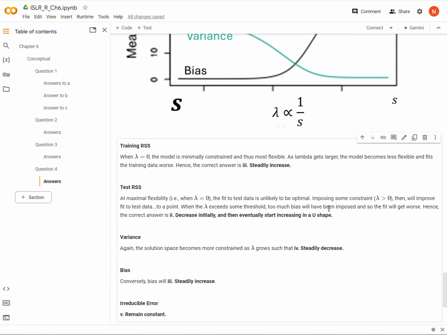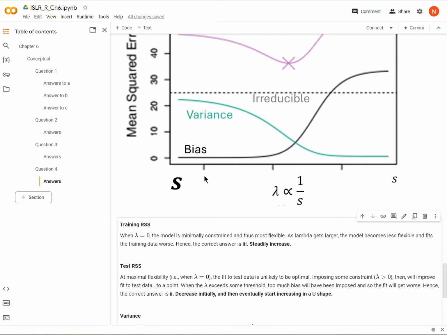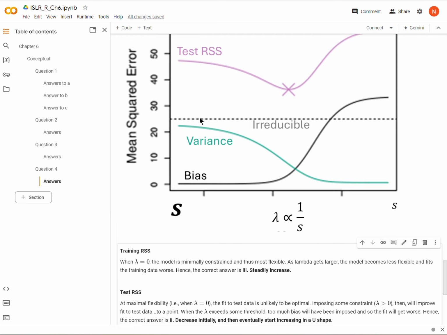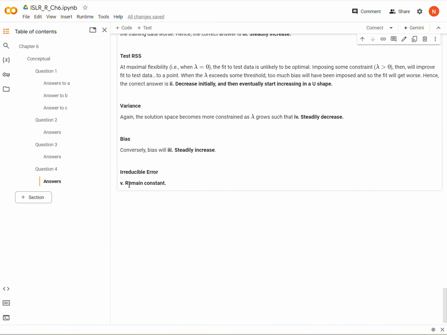It's never getting smaller. Finally we have irreducible error. I don't think there's much to be said about this. Irreducible error is the error that is always there. It's some baseline level, kind of based on the ugliness of the data or something like that. So for irreducible error, it should remain constant. Okay, we'll call that good.